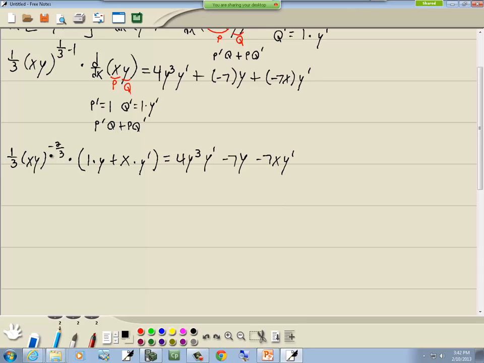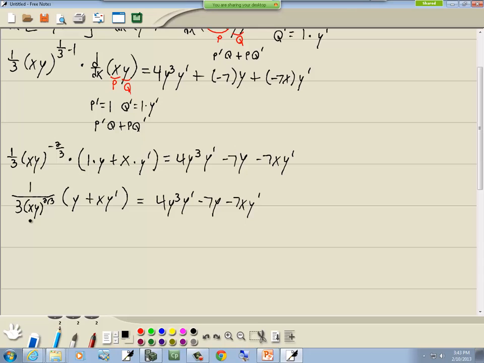Now I want to take that xy to the negative 2/3 and put it down in the denominator. We won't put it up on top yet, so this will be 1 over 3 times xy to the 2/3, times y plus x y prime, equals 4y to the third y prime minus 7y minus 7x y prime. Okay.